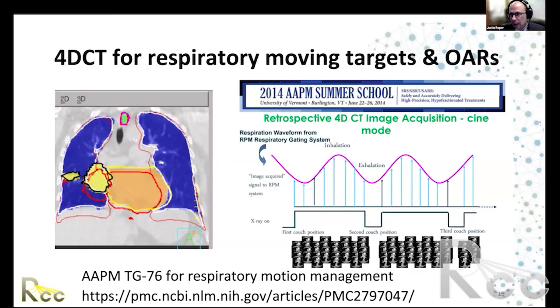So let's talk a bit more about that, and it's based on guidance from the AAPM TG 76 report. I've shared that link here. And let's go to the next slide, please.